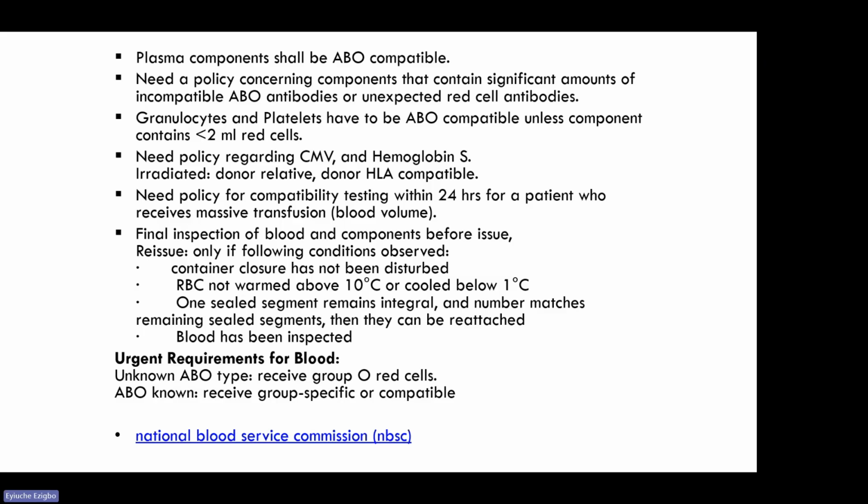There is need also for the blood bank to have a policy regarding CMV virus and hemoglobin S donors or recipients. Okay.